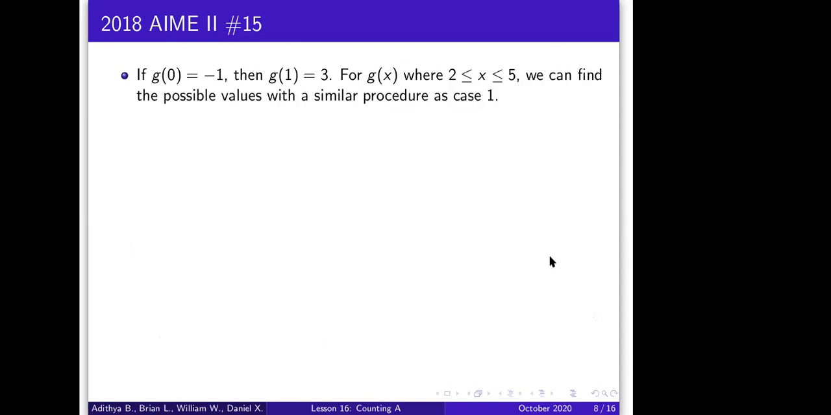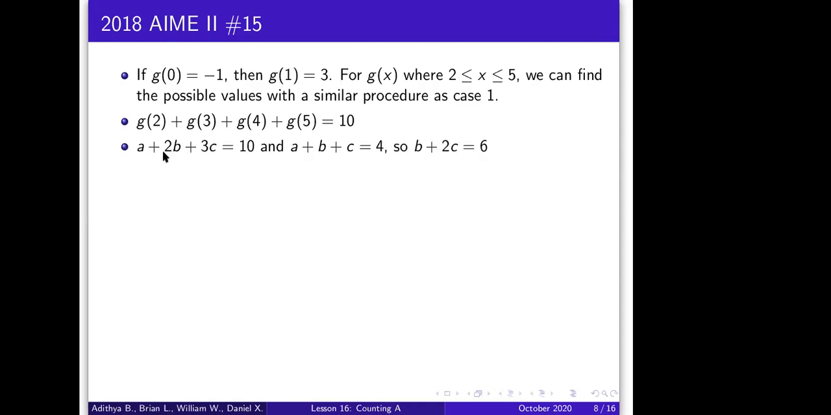So first, let's see what happens when the -1 is at one of the ends. So if g of 0 is -1, then this means g of 1 is 3. And now we have 4 values of g left that are not determined yet. But remember that the sum of all of these values of g has to be equal to 12. So if we use that, then g of 2 plus g of 3 plus g of 4 plus g of 5 is 10. And we can just do the same thing as we did in the previous case.